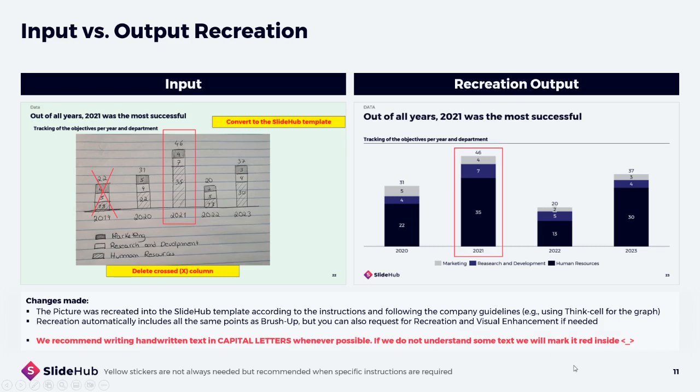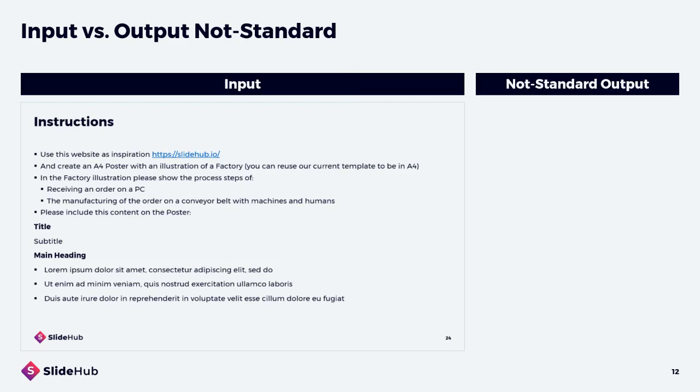We also recommend writing any handwritten text in capital letters whenever possible. It just makes it easier for the reader to better understand the text, especially if it's not in an English language. If we do not understand some text, we will mark it in red inside these red placeholder brackets. These example yellow stickers are not always needed, but very recommended, especially if you have specific instructions on a certain slide. Now let's consider the input of a not standard task.